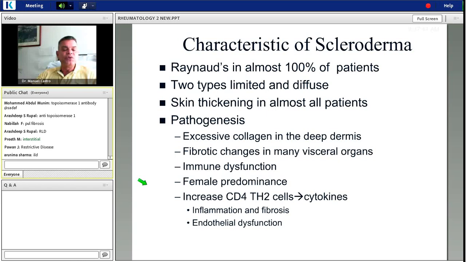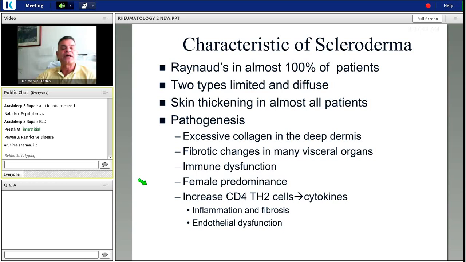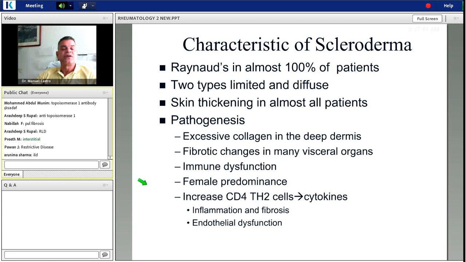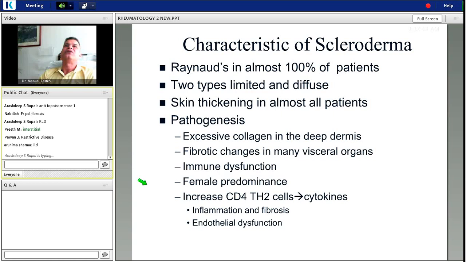They can have immune dysfunction. It is predominantly seen in females. There's going to be an increase in CD4 Th2 cell cytokines. These cause inflammation and fibrosis in these patients, and endothelial dysfunction as well. Remember that CD4 Th2 is one of those inflammatory conditions that will lead to acute inflammation, and so on and so forth. So inflammation and fibrosis is going to be the pathogenesis of these patients.